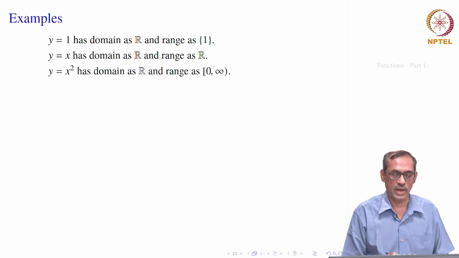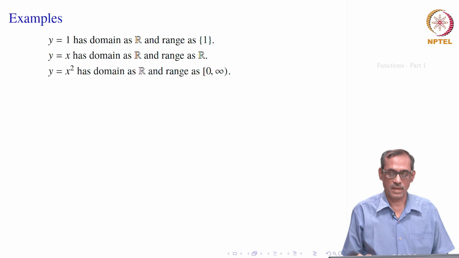Let us take y equal to x square. So, the function is defined by mapping x to x square. Now, if you take any real number, its square is defined. Therefore, its domain is R and codomain is of course R.